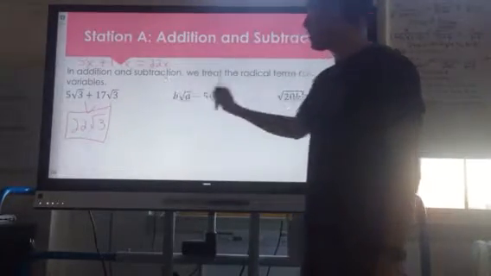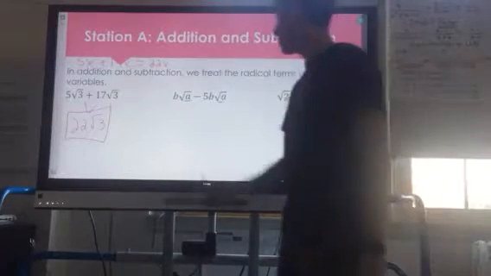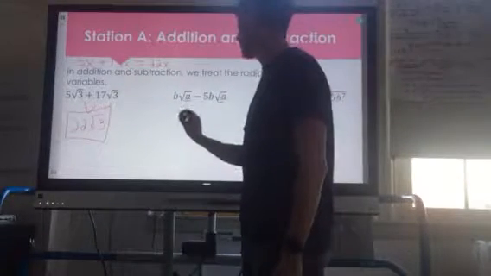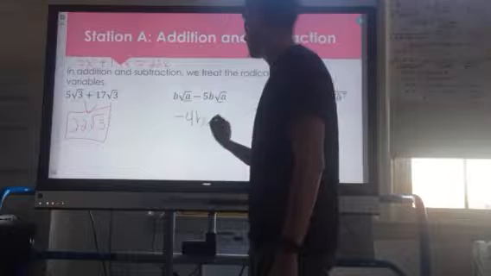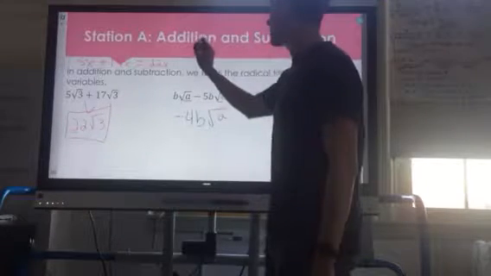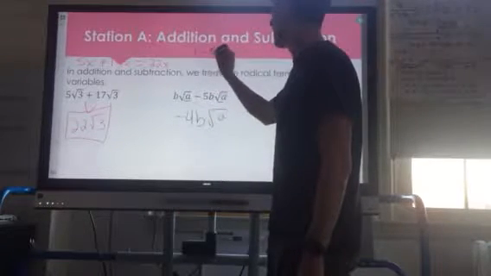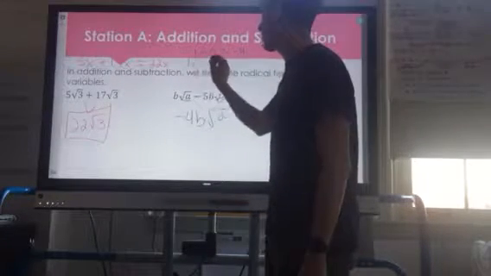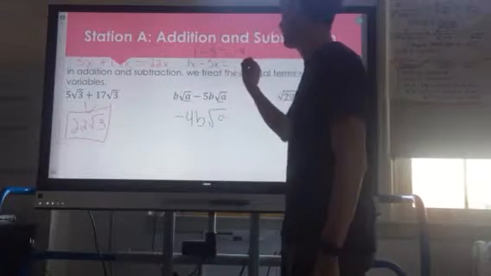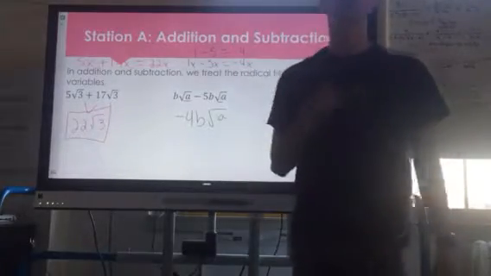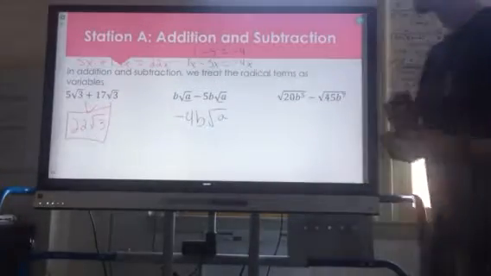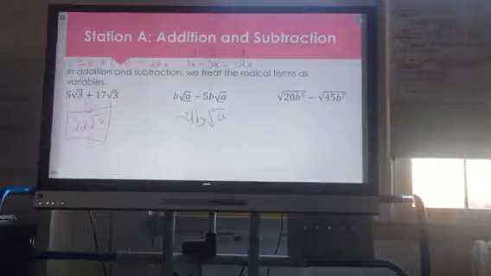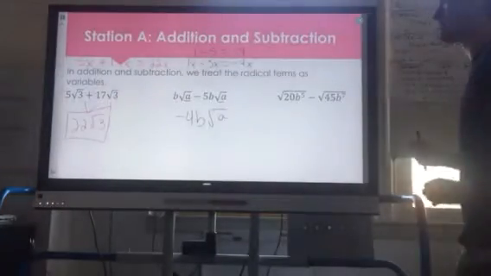So now I have b minus 5b, which tells me, okay, well this is going to be negative 4b root a, because 1 minus 5 is equal to negative 4. Just like 1x minus 5x will equal negative 4x. We're just subtracting like terms. Now we're going to move on and take a look at the last example here.